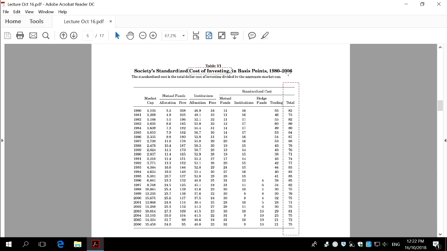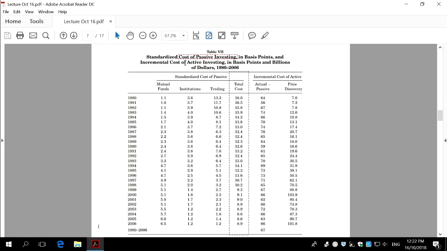So in terms of numbers, this is just the numerical version of that picture. It's the same thing. If you're curious about the numbers for all those years, from 1980 all the way to 2006, this is the cost of investing, every year in basis points, and it's largely constant over time. Then this is the cost of active investing.